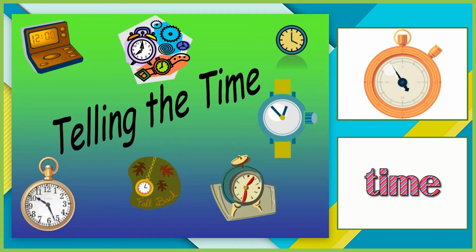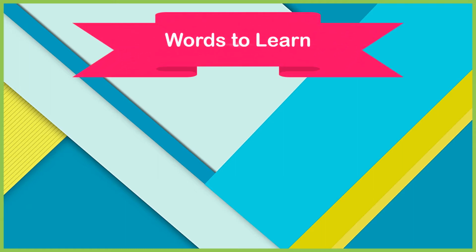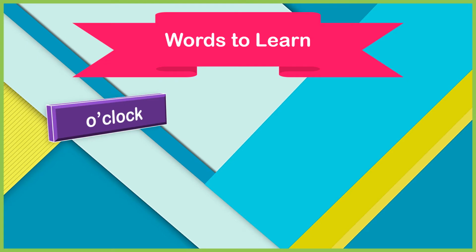As we all know, there are varieties of clocks and watches, but regardless of the shapes and sizes, they have one main function, that is to tell the time, and time is measured in hours and minutes. Telling the time is not just about the hour and minutes of the clock. In order to tell the correct time, we need to know the meaning of the following words.